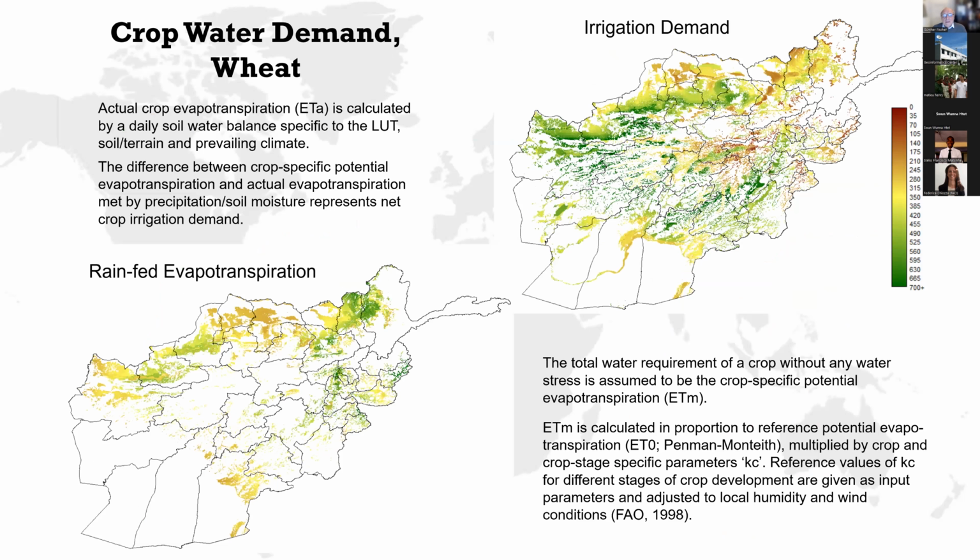Here also 2 examples of water calculation. On the left lower map, you see the calculated crop evapotranspiration for wheat under rain-fed conditions in the rain-fed areas. And on the upper right side, you see the calculated net irrigation water demand for areas where irrigation is available in order to meet the full crop water requirements of the wheat crop.